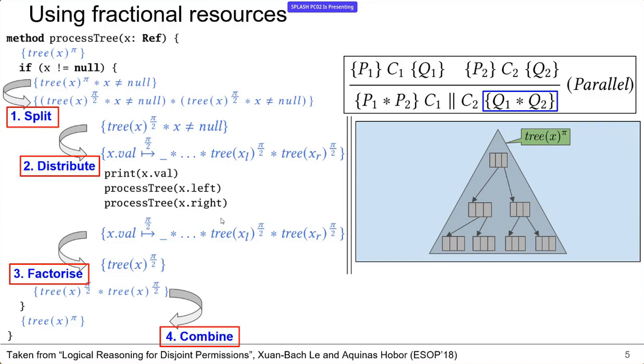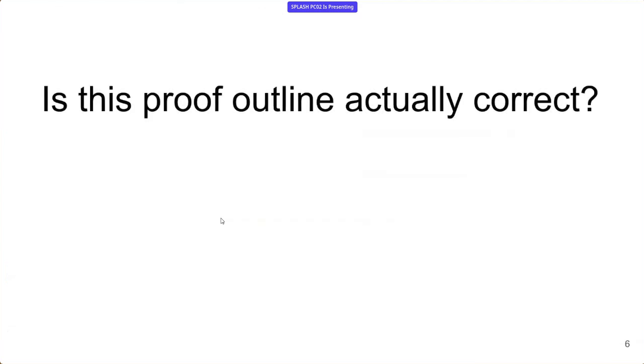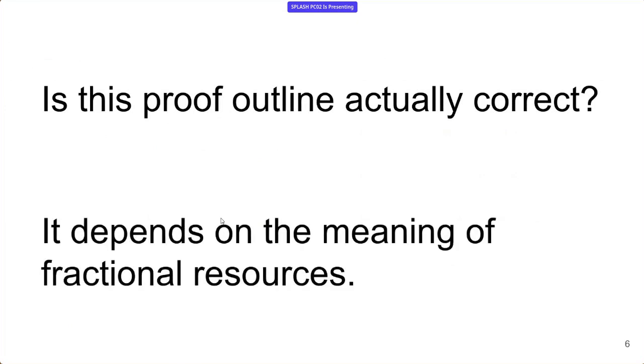And so you might ask, okay, what's the problem here? And the main question is: is this proof outline actually correct? Because it looks nice, we would like to be able to do proofs like this. And the answer is that it depends. It depends on the meaning we give to fractional resources. And there is not one, but actually two different meanings one can give to fractional resources, which is something we discovered in this work. There is what we call the semantic multiplication.